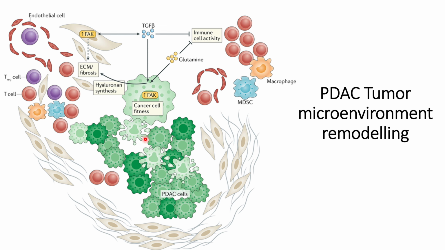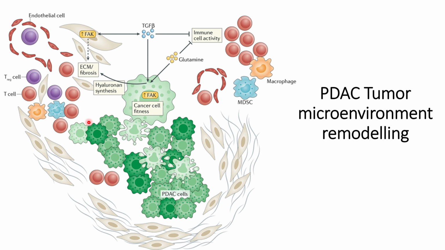And in order to rapidly grow and proliferate, cancer cells need to be in the glycolytic state, and in this glycolytic state they consume more glutamine. Because of that, the cancer cells will upregulate the FAK signaling pathways, and these FAK signaling pathways can also be triggered by TGF beta in the tumor microenvironment, and both together help the pancreatic cancer cells towards proliferation and migration.